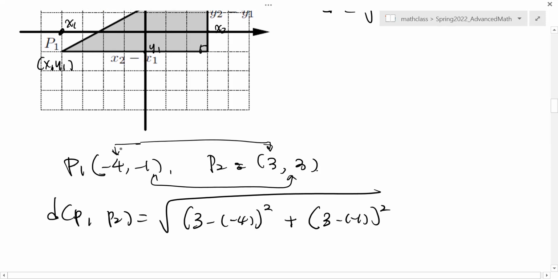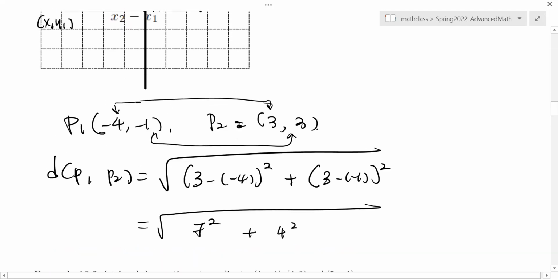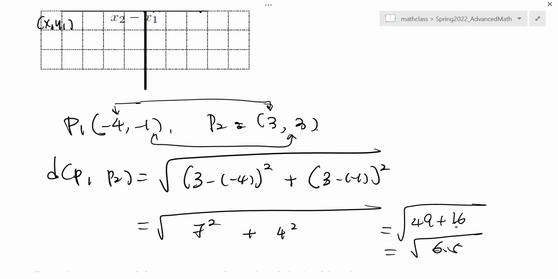So you can use algebra to solve this geometric problem. Be careful when you take the difference. This is going to be 7, and here is going to be 4, 4 squared. So that is going to be 49 plus 16, which is the square root of 65. The square root of 65 is slightly above 8, but it is an irrational number. You cannot simplify it.